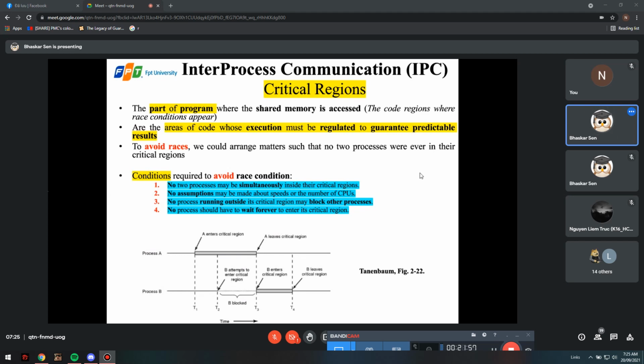So that is exactly what happens. Number 4: no process will have to wait for an indefinite period of time to enter its critical region. In technical terms, we call this condition starvation. So no process will have to starve forever. Okay. And why does it happen? Well, it happens because of priority or prioritization.